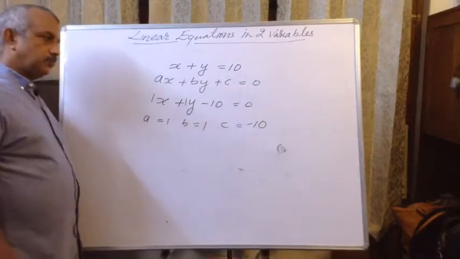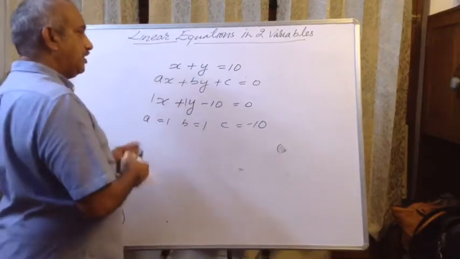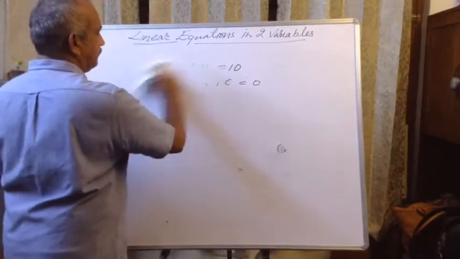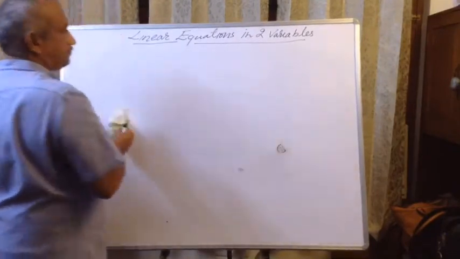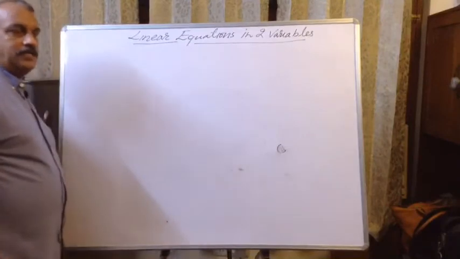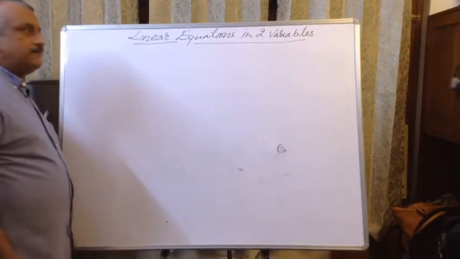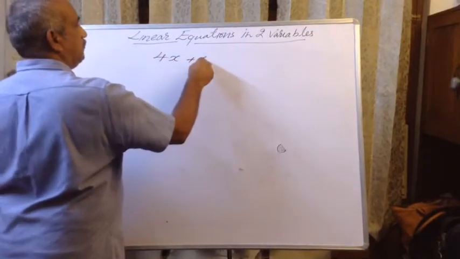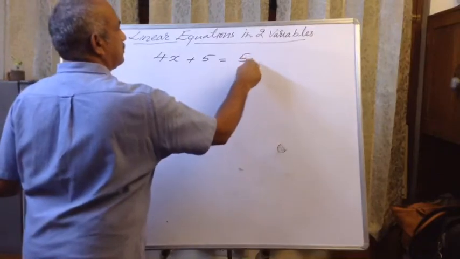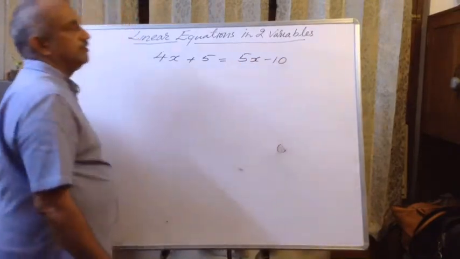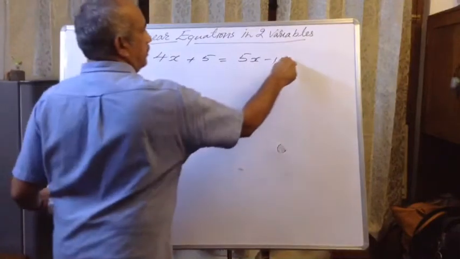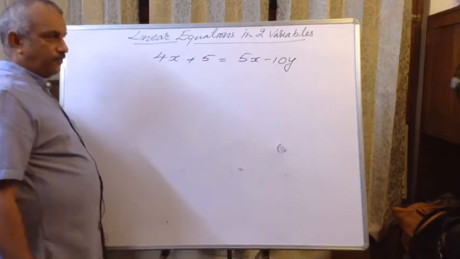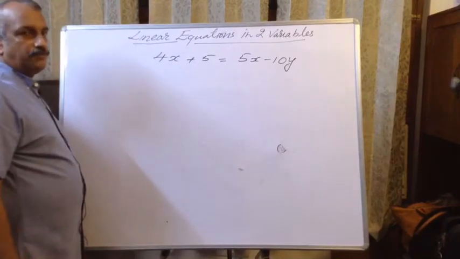There is one question in the book: write the following linear equations in two variables in standard form, and then indicate the values of a, b and c. I'll give another question, say 4x plus 5 is equal to 5x minus 10, or let it be 10y. Now this equation we are asked to write in standard form and then say what are the values of a, b and c.